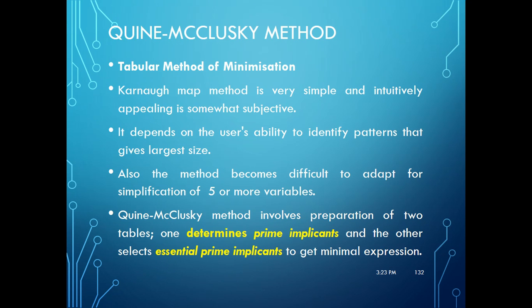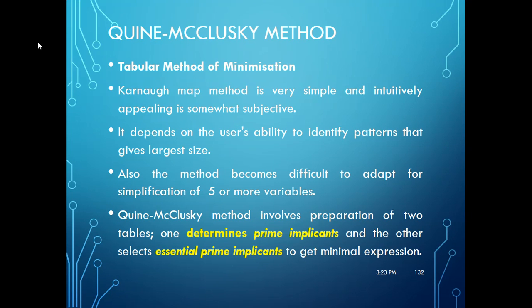Hello students, let us move on to the Quine-McCluskey method. This is a tabular method of minimization. Earlier we solved problems using K-map. You have solved problems with the 2 variable K-map, 3 variable K-map, and 4 variable K-map. You also have 5 variable K-maps, but that is not in your syllabus.